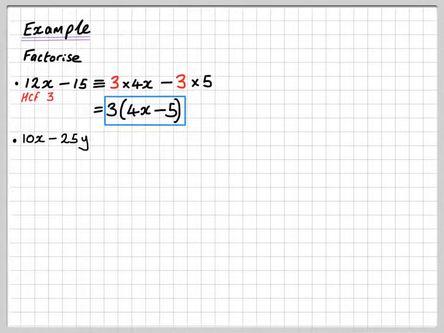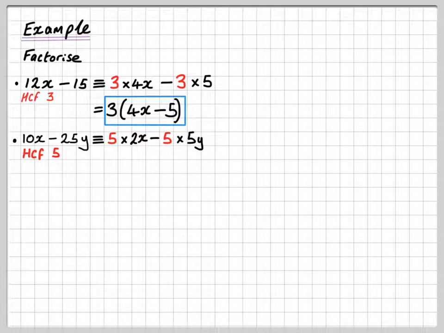For my next example, I'm going to look at 10x minus 25y. The highest common factor this time will be 5. So again, I rewrite each of the terms using this fact, and I can write the first term as 5 times by 2x, and then I can write minus 5 times by 5y for the second term. Using the brackets, I can write 5 brackets, 2x minus 5y, close the brackets.